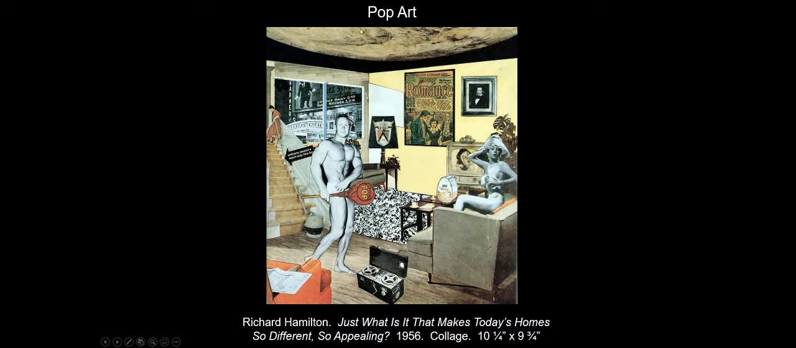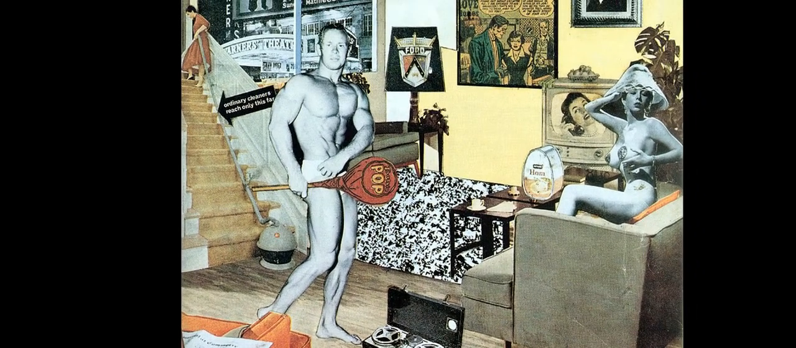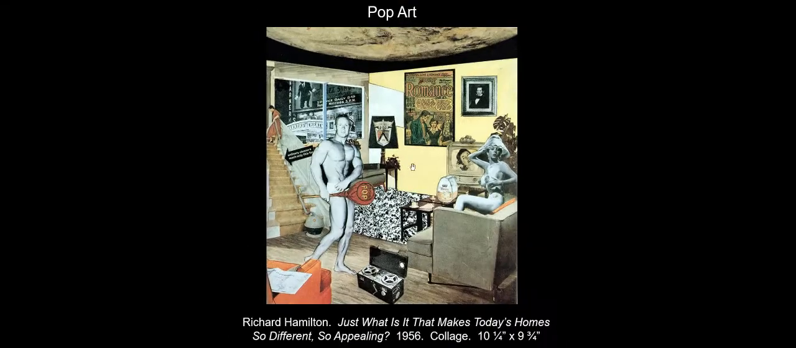You do need to know that this is an example of pop art, and it should be easy for you to remember because if we take a look right in the middle of the piece, you can see that this character here is holding a Tootsie Pop. So I expect everyone to get this one right on the test.